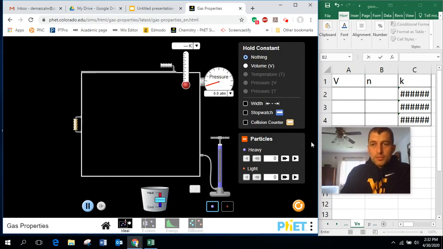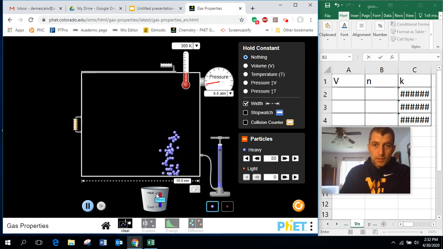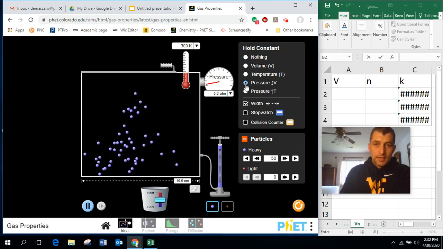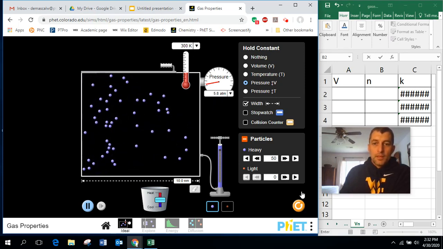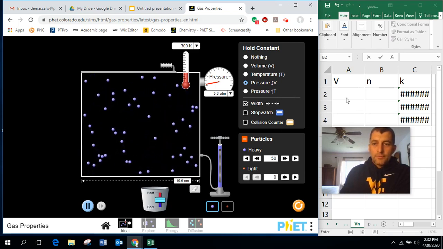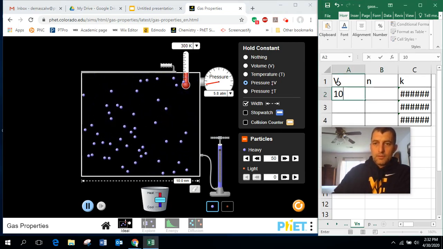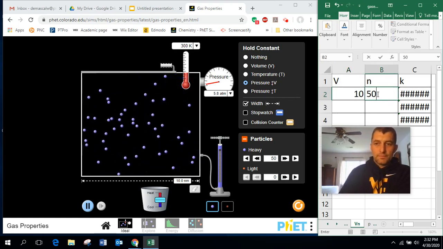All right, so now we're going to take a look at the relationship between volume and amount when temperature and pressure are constant. So to start, we want to see the width. The width is going to correlate to volume. So the wider it is, the more volume it has. If we shrink this down, the volume is going to go down. If we expand this out, volume goes up. But look what happens. We're going to start off with one full pump of our gas. We're going to hold pressure constant and allow the volume to change. So that's going to hold at 5.8 atmospheres, 300 K. We have a volume of 10 units. We have an amount equal to 50.